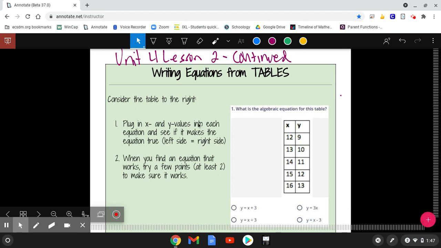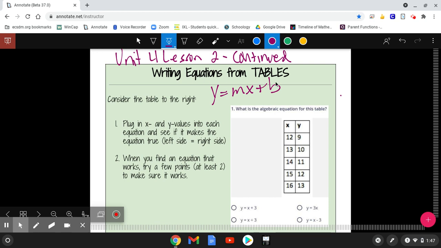Today we're going to continue Unit 4, Lesson 2. In the first part of Unit 4, Lesson 2, we were writing equations based on graphs. We were looking for the slope and the y-intercept and writing equations based on those. Remember, the equation of a line is written as y equals mx plus b.